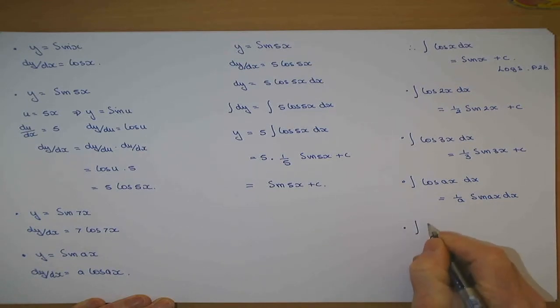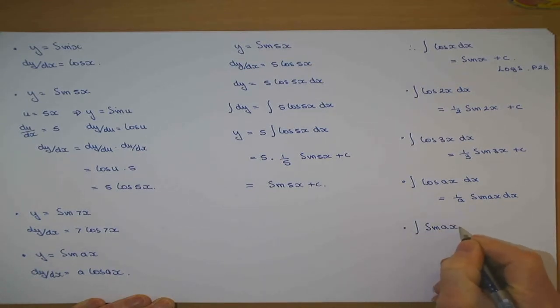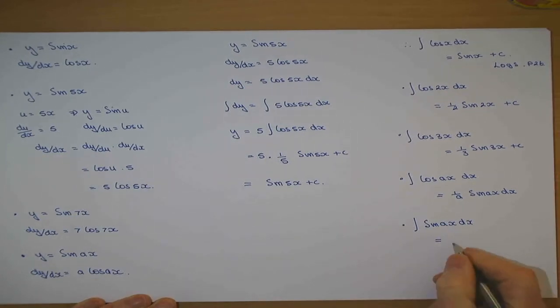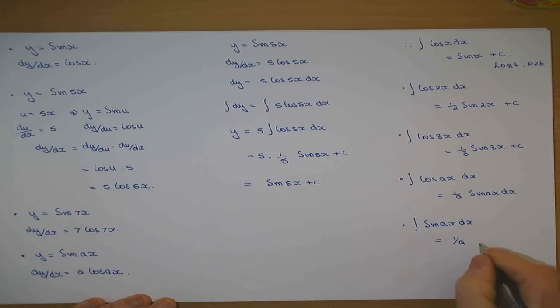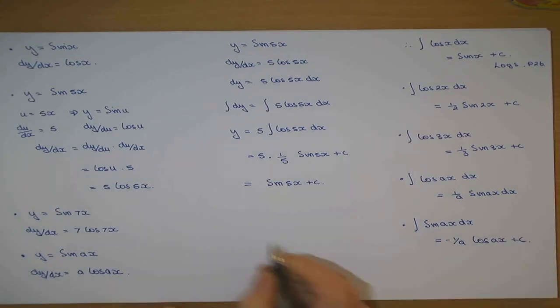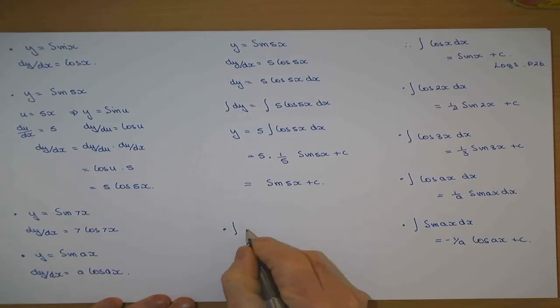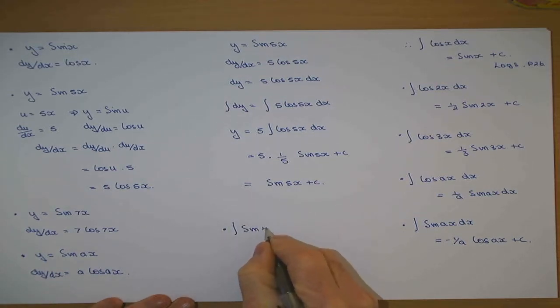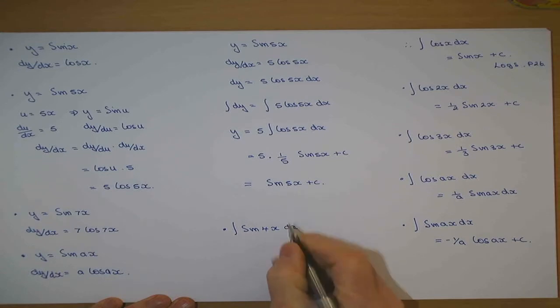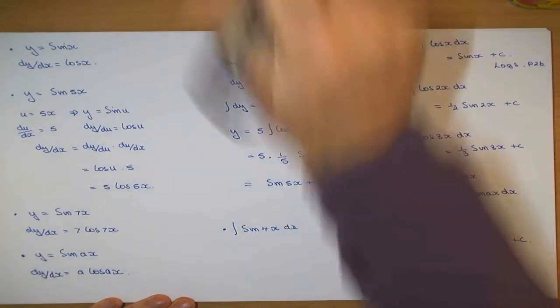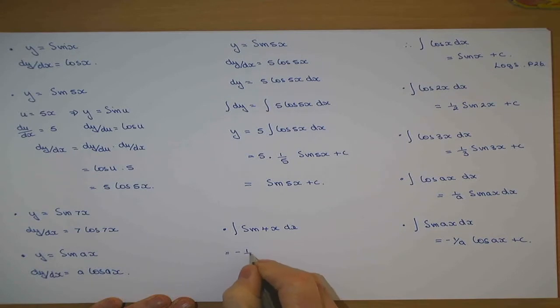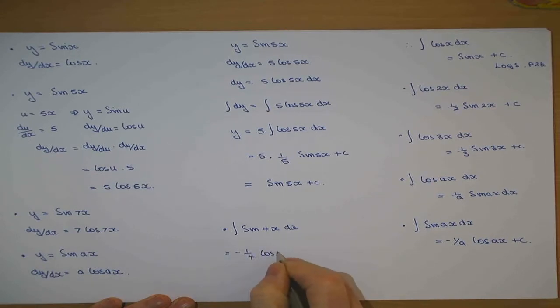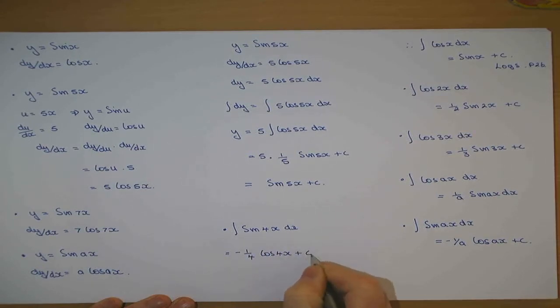1 over a times sine ax. Similarly, if I integrate sine ax dx, I get sine becomes minus cos. So I get minus 1 over a times cos ax plus c. So if I asked you to integrate sine 4x dx, I will get minus 1/4 cos 4x plus c. Do you understand that?